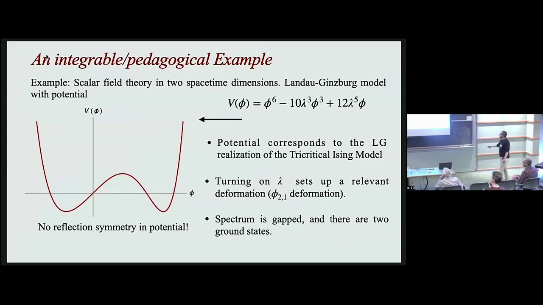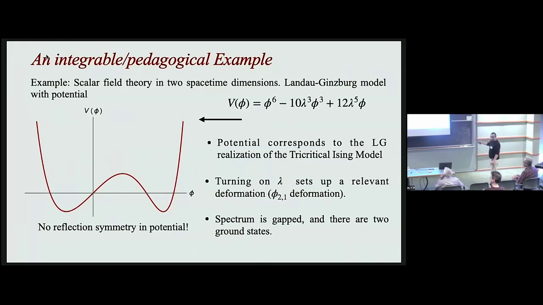The pedagogical example that I want to bring to the table is essentially the tricritical Ising model deformed by the phi 5-to-1 deformation. If you don't know about the abstract 2D CFT, you can just think of this as a Landau-Ginzburg model with this potential, which in particular, notice, is not reflection symmetric, so it's not quite the type of potential that we study in textbook quantum field theory. And as a statement, the spectrum is gapped, and there are 2 ground states.